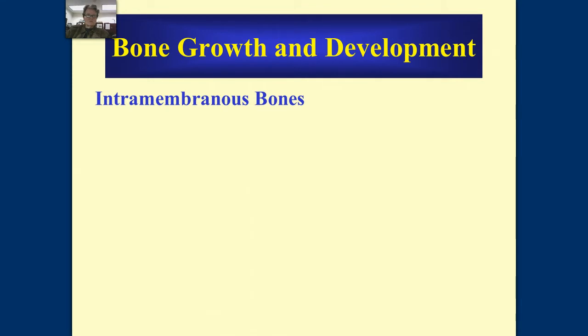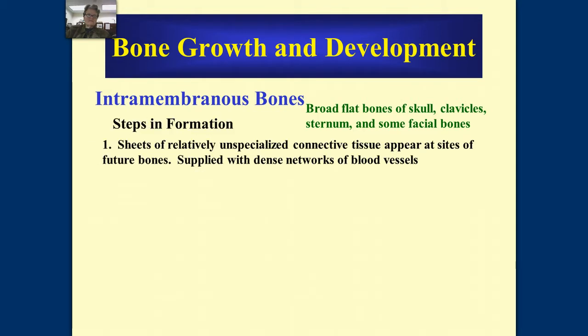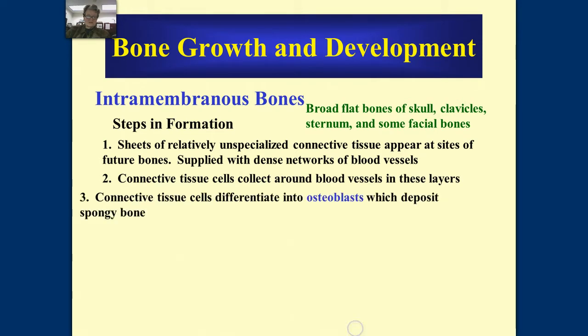Intramembranous bones are those bones that are flat, like bones of the skull, the clavicles, the sternum, and some of the facial bones develop this way. You have sheets of connective tissue that is pretty much unspecialized as it starts at the sites of the future bones. It's supplied by a dense network of blood vessels to supply the cells that are present with what they need. The connective tissue cells collect around the blood vessels in these layers.